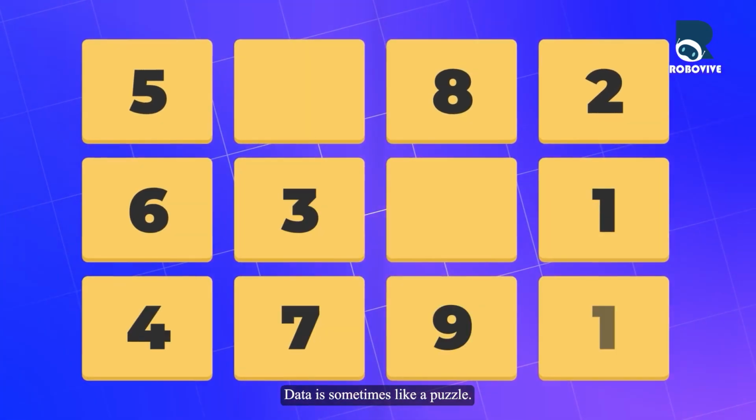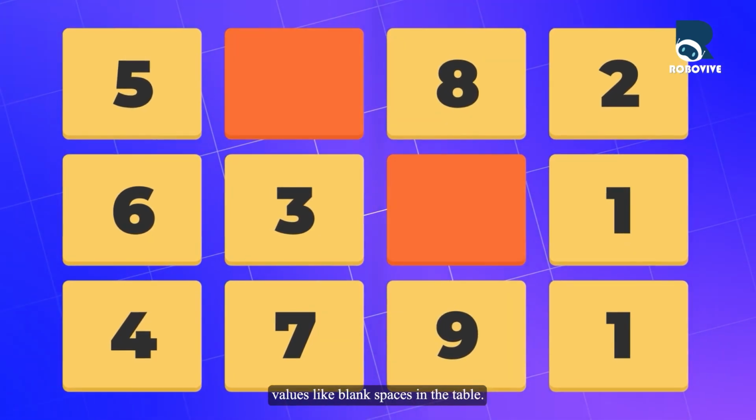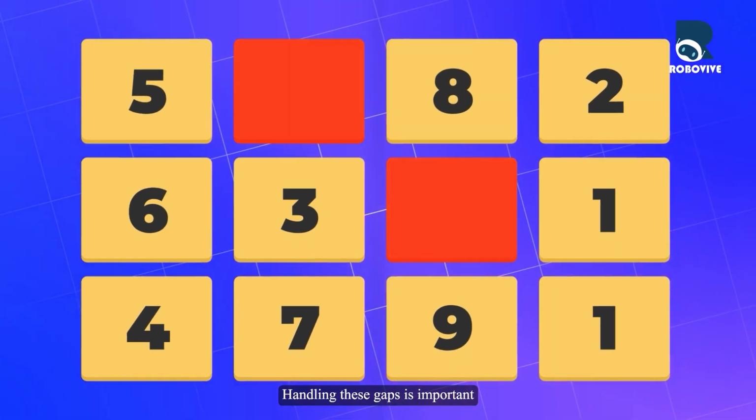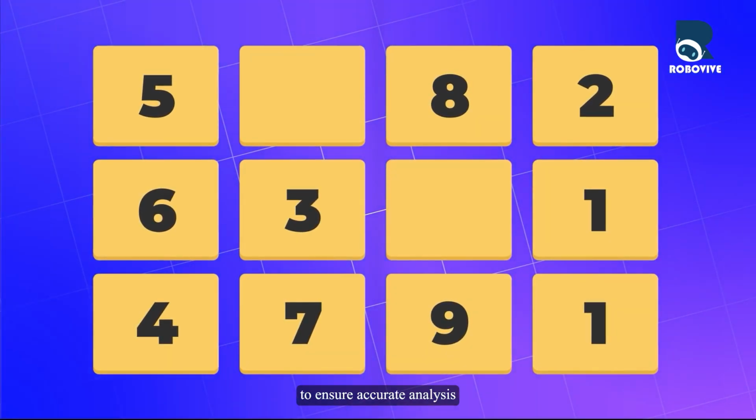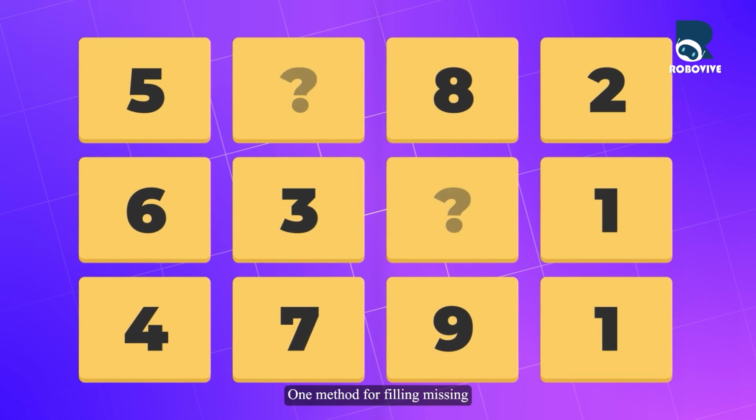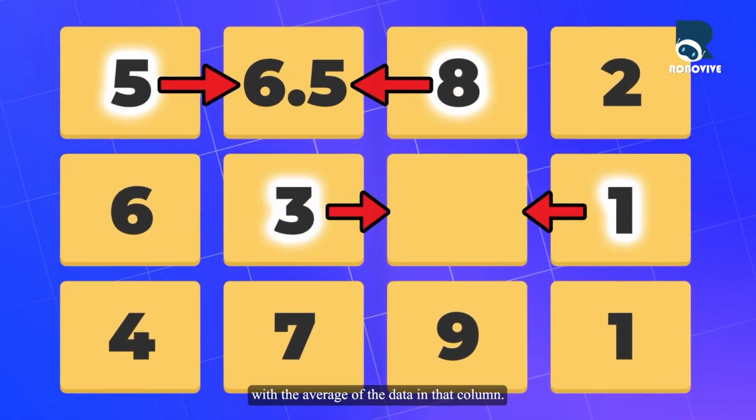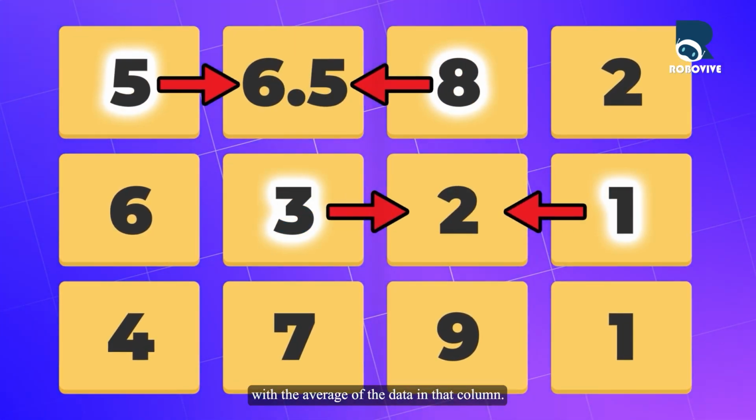Data is sometimes like a puzzle. It can have missing values, like blank spaces in a table. Handling these gaps is important to ensure accurate analysis and complete the puzzle. One method for filling missing values is to replace them with the average of the data in that column. Now our puzzle is complete.